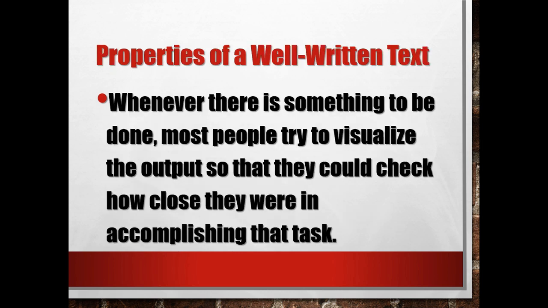Whenever there's something to be done, most people try to visualize the output so that they could check how close they were in accomplishing that task. The key word here is to visualize your output. Meaning, when you are planning for something, there's always that picture in your brain, that image that you want. When you say 10 years from now, what do you want to become? You always have that idea that you want to have a house, and everybody has their own dream houses. That is the visualized idea. In order for you to accomplish your own dream house, visualizing is actually very important. That's one key step in this discussion.